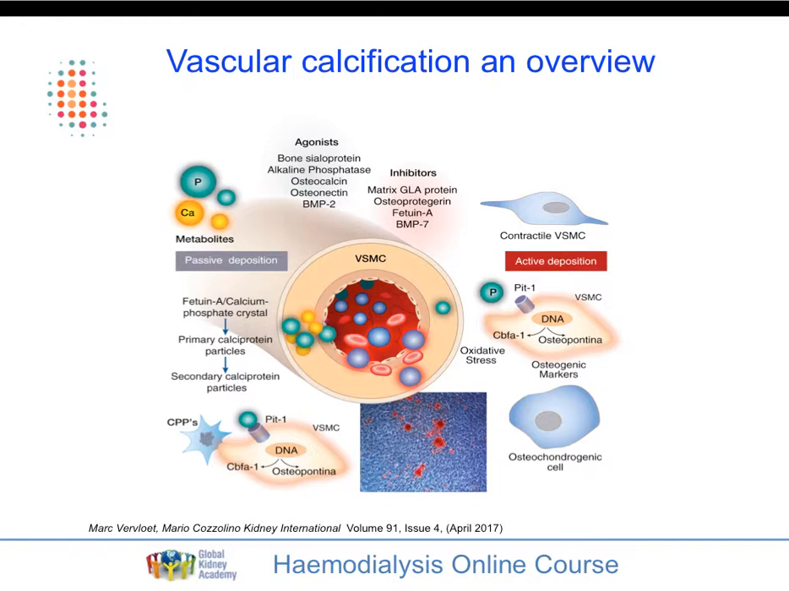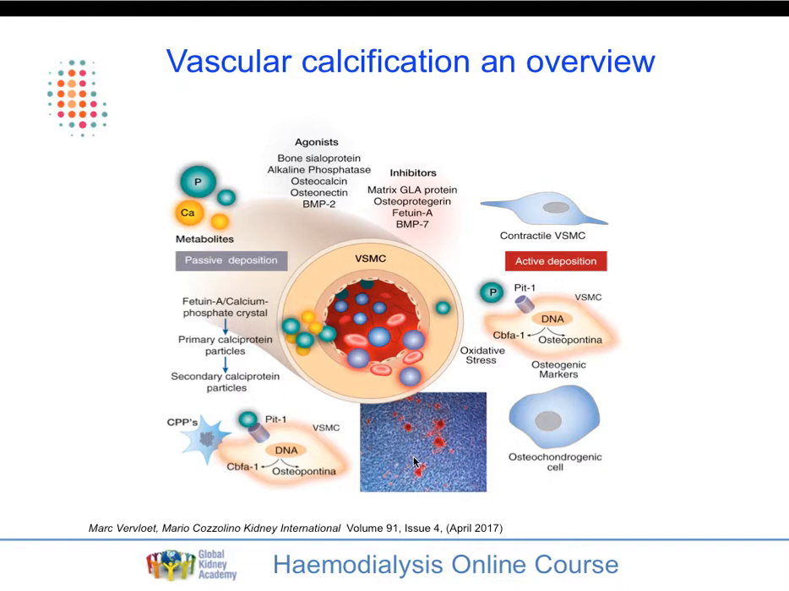Then what we see here and here is phosphate particles entering the vascular smooth muscle cell through PIT1 and promoting an osteoblastic phenotype, so changing the phenotype of the smooth muscle cell into a bony phenotype, so you've got a more active process there. And this here is a histology of a vascular smooth muscle cell, and in red you can see the specks of vascular calcification.